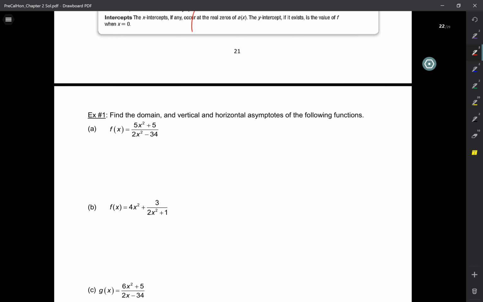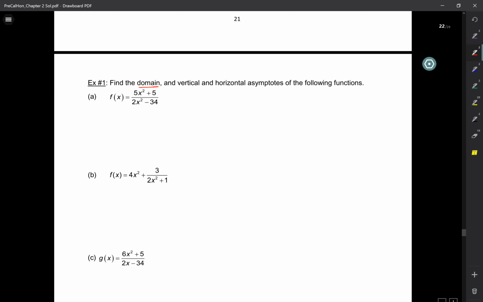All right, so let's take a look at these. It says to find the domain and the vertical and horizontal asymptotes of the following functions. Okay, well, domain first. You look at the numerator. The numerator is a nice polynomial function. There are no restrictions, so the domain for the numerator is all reals, but the denominator is a problem.